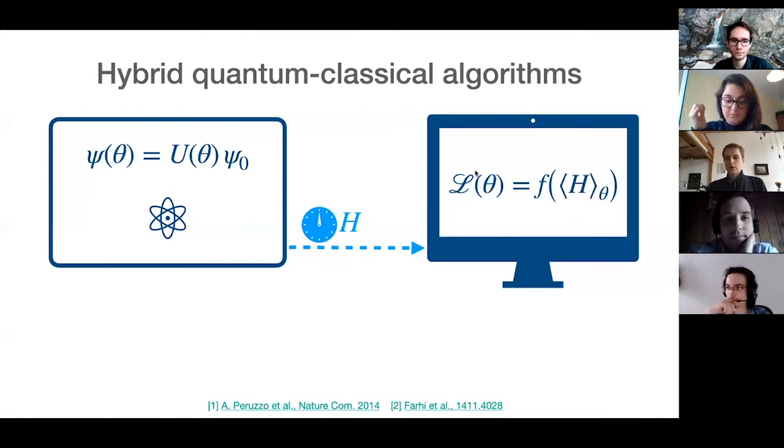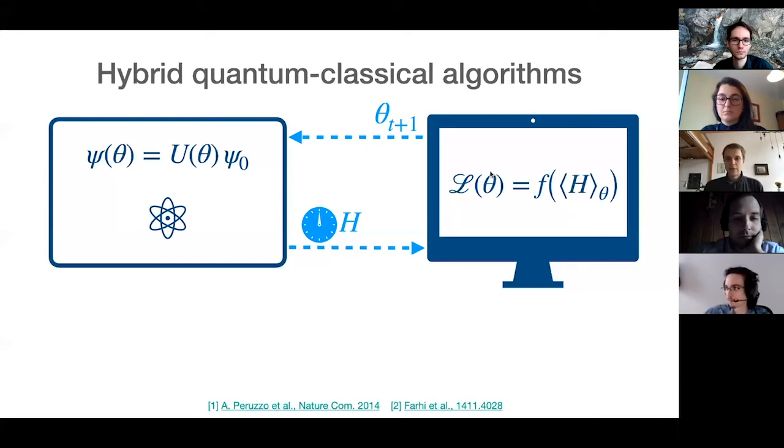Okay, so next thing, once we calculate the loss function, is we use some classical optimization method to calculate or predict some better set of parameters, theta t+1, and then we send them back to the quantum computer, and the quantum computer performs another quantum computation and measurement, and this loop continues until we hopefully reach some set of parameters which prepare a state that's in some sense interesting, gives us the answer to a certain problem.